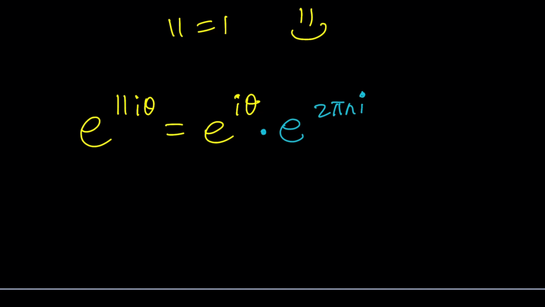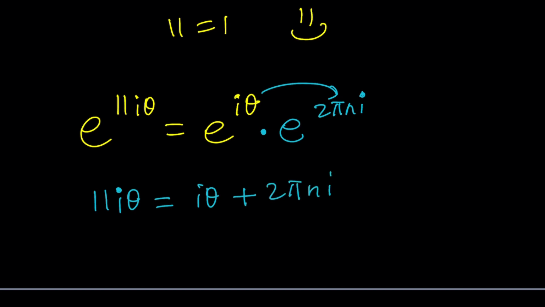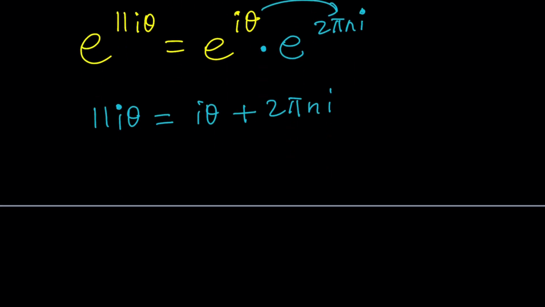I mean, 11 times an angle is not going to be the same angle unless you consider the rotations. So here's what it is: e^(11iθ) = e^(iθ). By the way, we're going to add the exponents plus 2πi n. So what can I do here? I can simplify the i's, divide by i because i is not 0 as far as I know. We get 11θ = θ + 2πn.